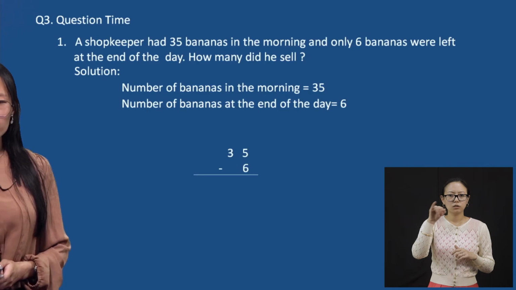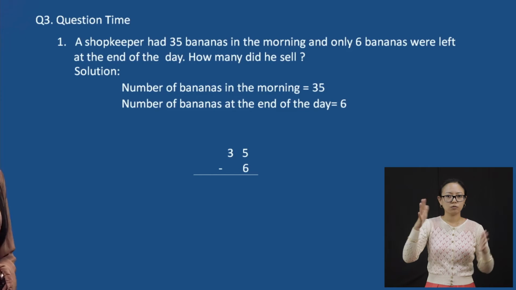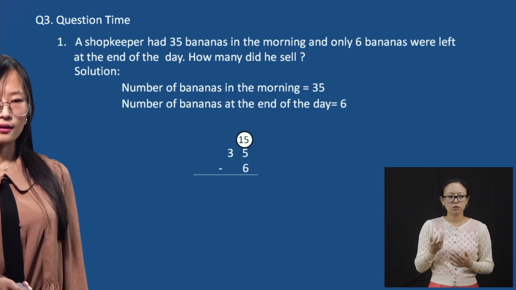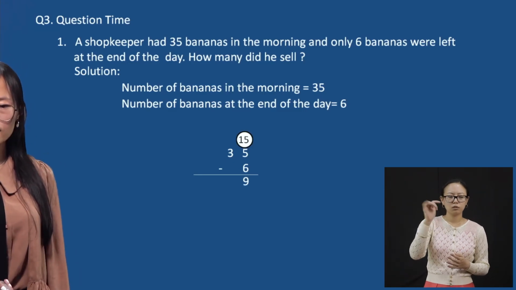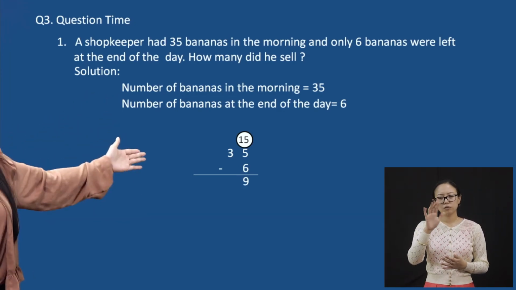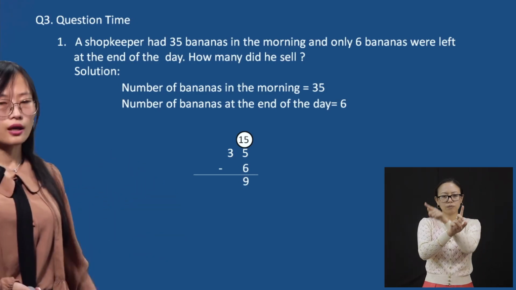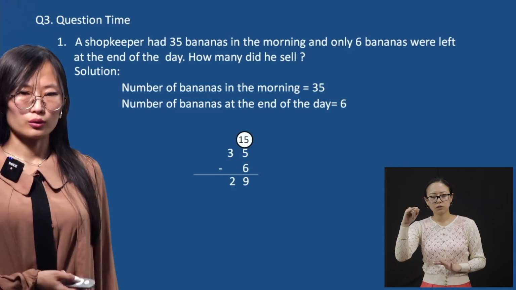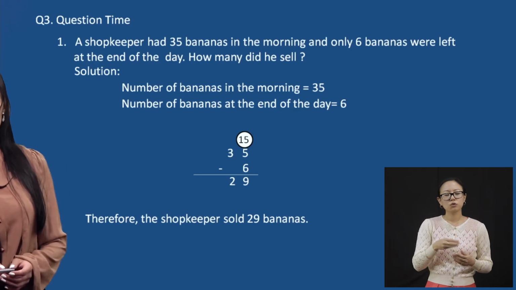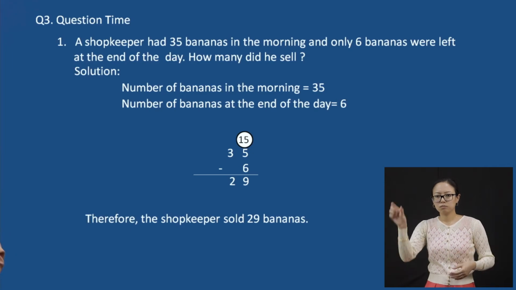Now let's arrange in a column. That is 35 minus 6. Here you can carry over. You can take 1 from the tens place, which makes it 15. 15 minus 6 is 9. Now here only 2. So again 2 minus, here it doesn't have anything. Nothing is written here, which means it is 0. So 2 minus 0 will be 2. So he sold 29 bananas. Therefore, the shopkeeper sold 29 bananas.